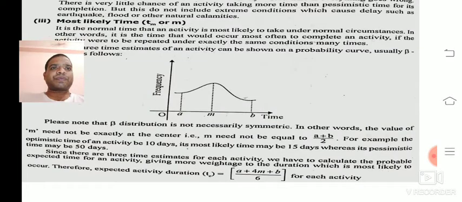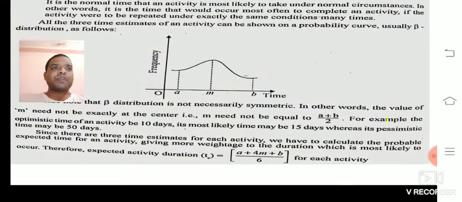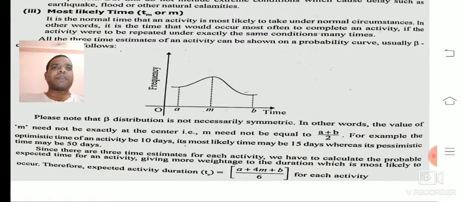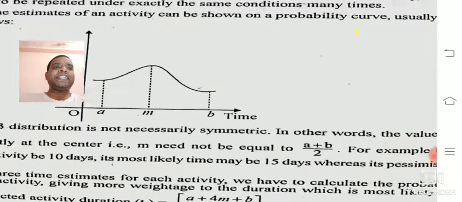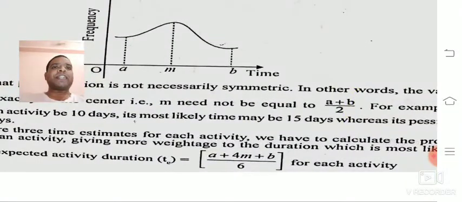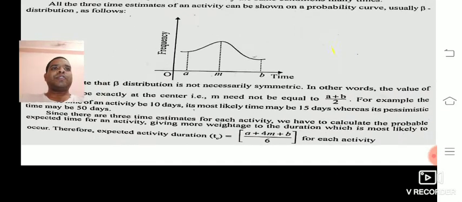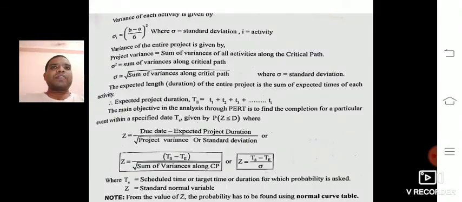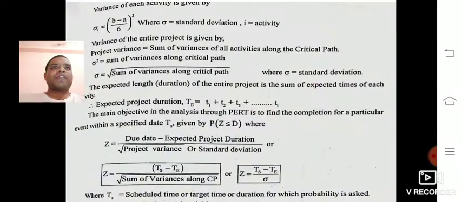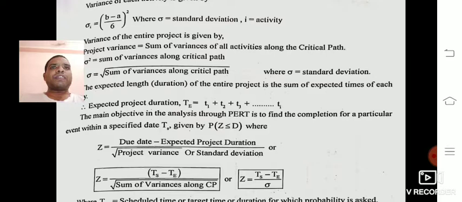Now you need to remember this formula, the expected activity duration, which is given by TE. TE is equal to a plus 4m plus b divided by 6. You need to remember this one. Now also the variance of each activity is given by the formula sigma squared equals b minus a, divided by 6, the whole squared.